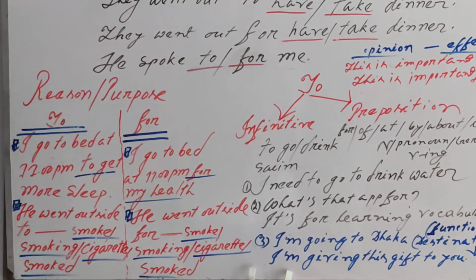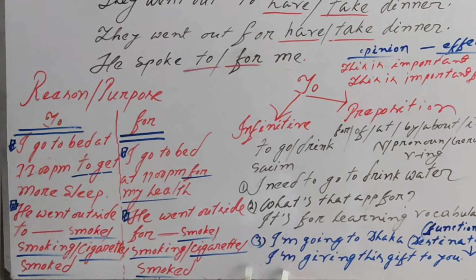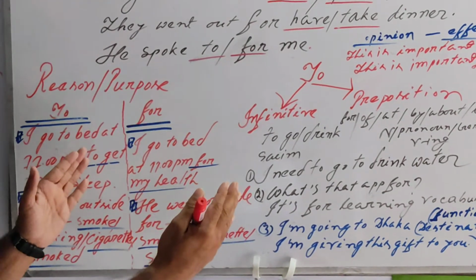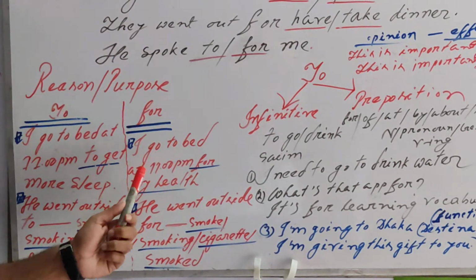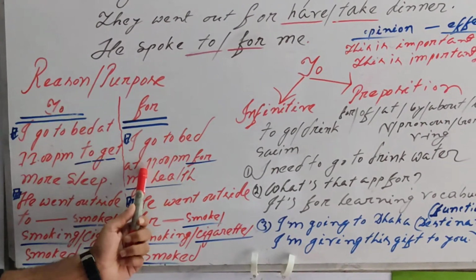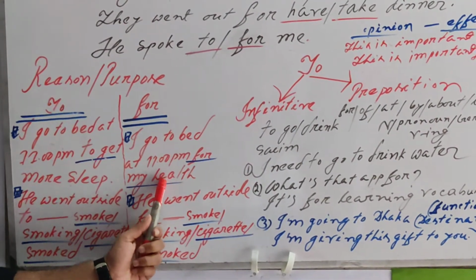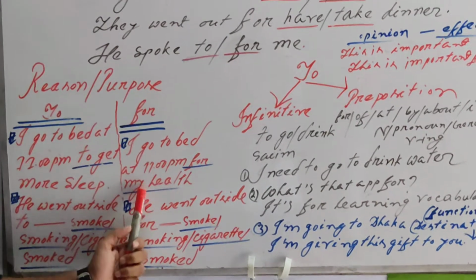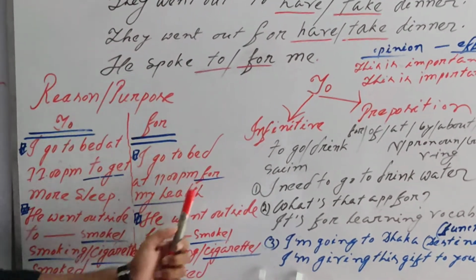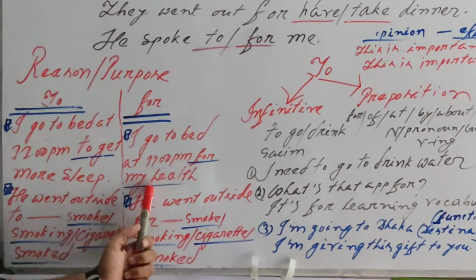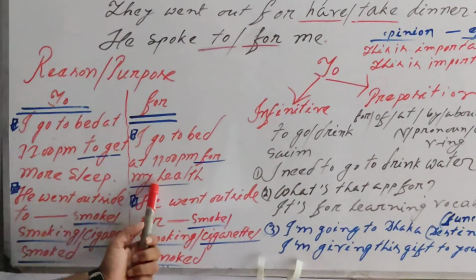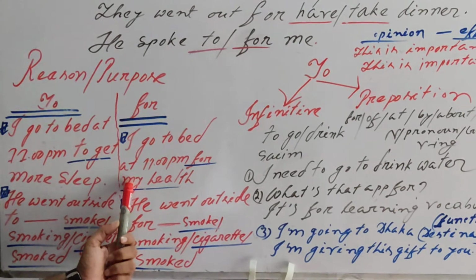Now I would like to say something else here that will be clear if you understand this lesson. But I would like to give you an example. I go to bed at 11 p.m. for my health. So is there any be-verb or present form? Of course, after "for" there is no present form. But which one is this? That is of course a noun, and that is possessive.